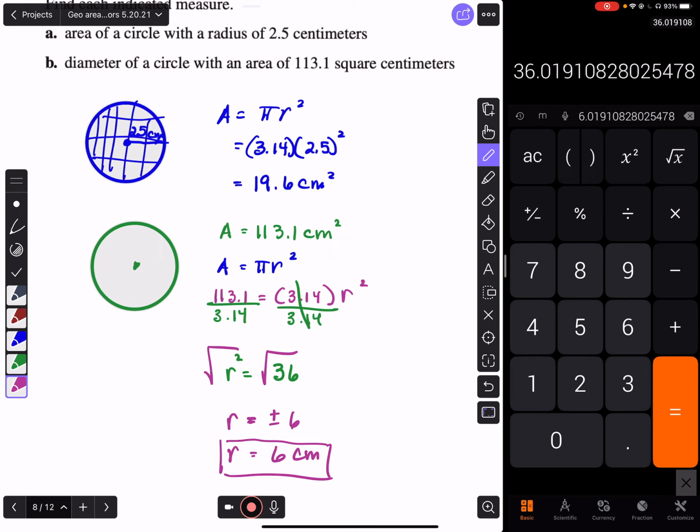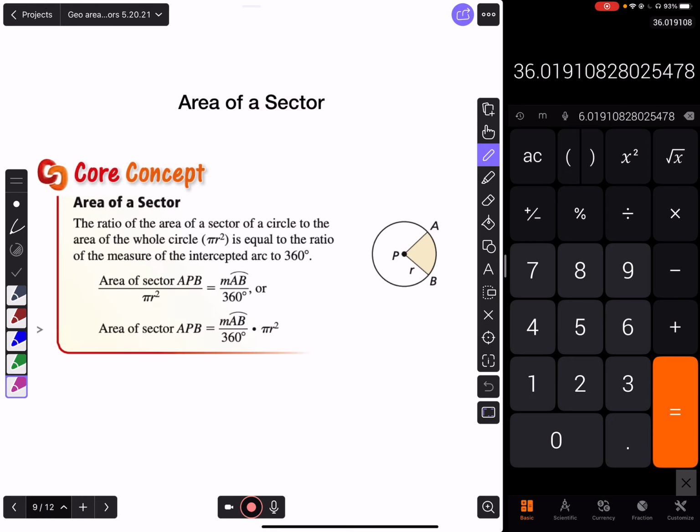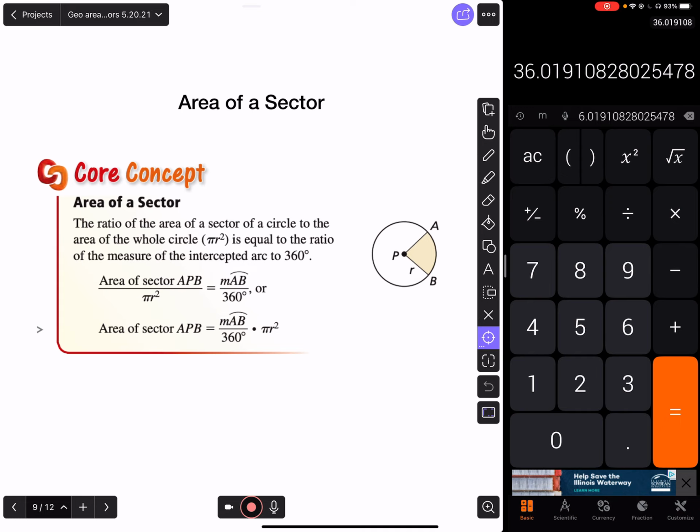Now, let's go ahead and find what we call sectors. A sector is just a section of a circle. You can see it right here that is delimited by 2 radii marked off by an angle in the center of the circle. So when we're asking for the area of a sector, we're not asking for the whole circle, we're just asking for a part of a circle that is marked off by an angle.